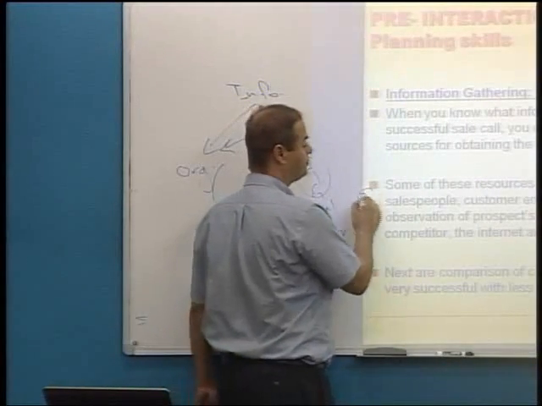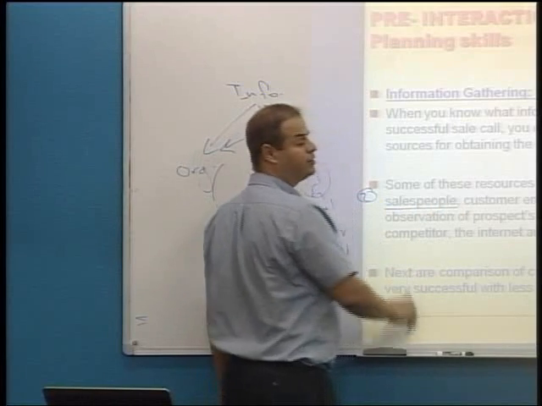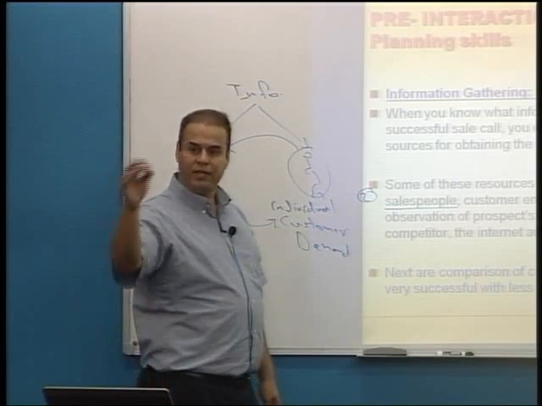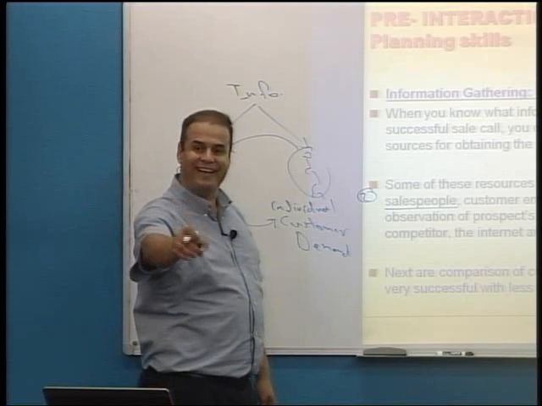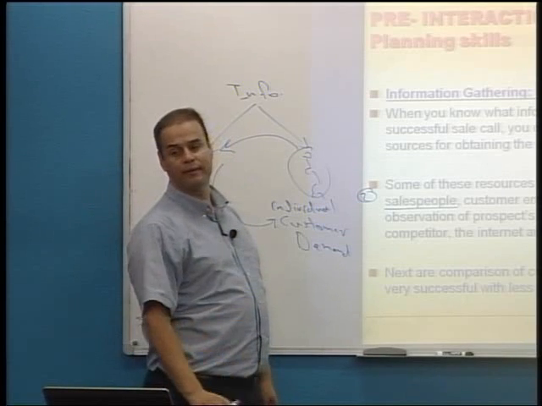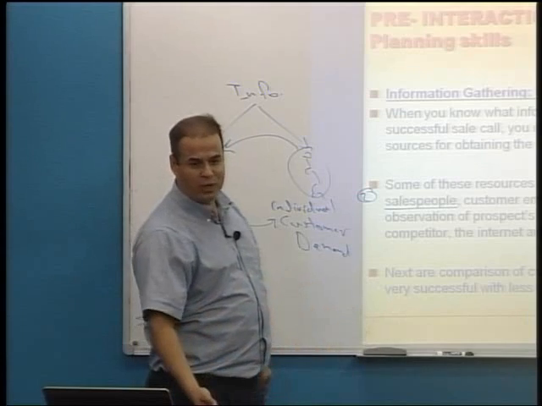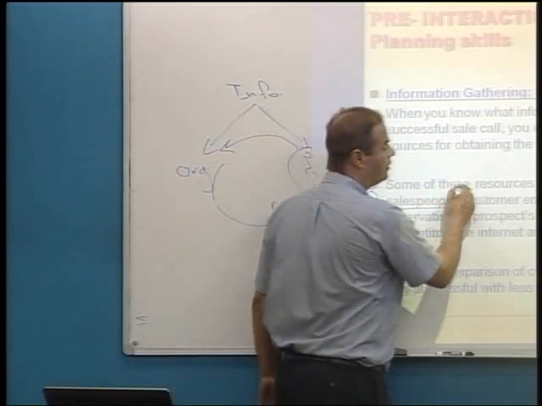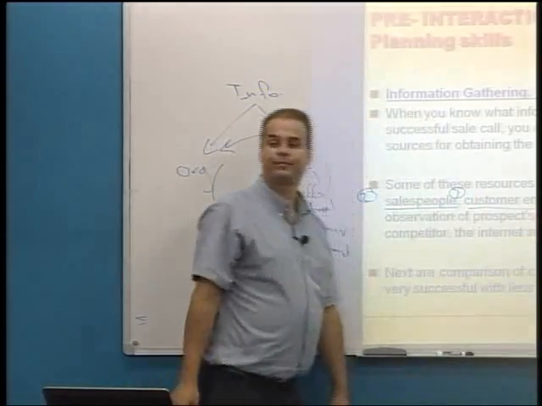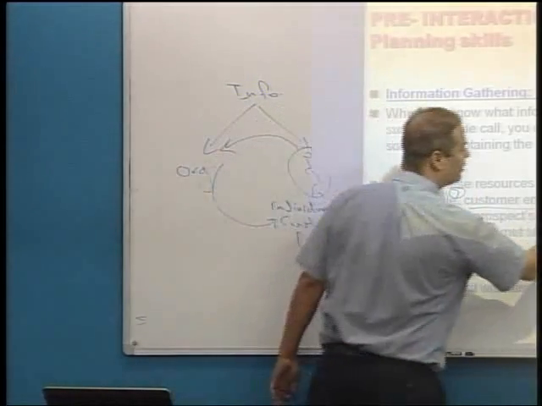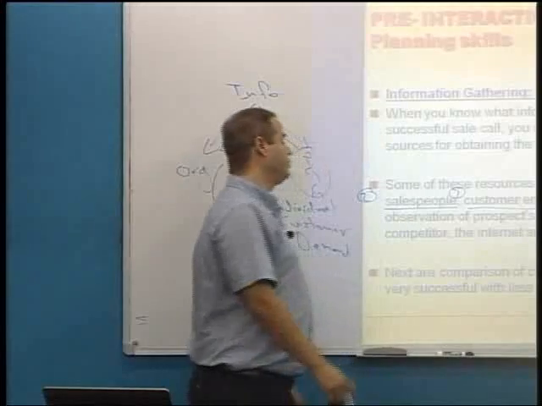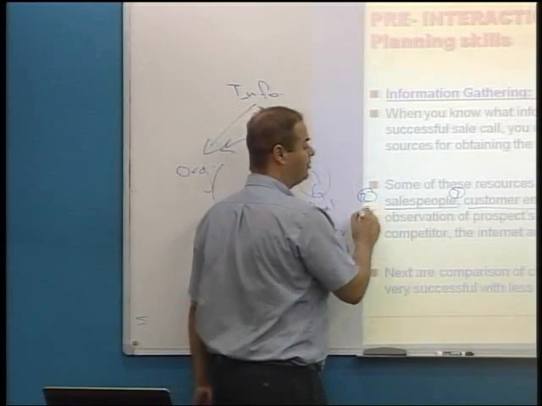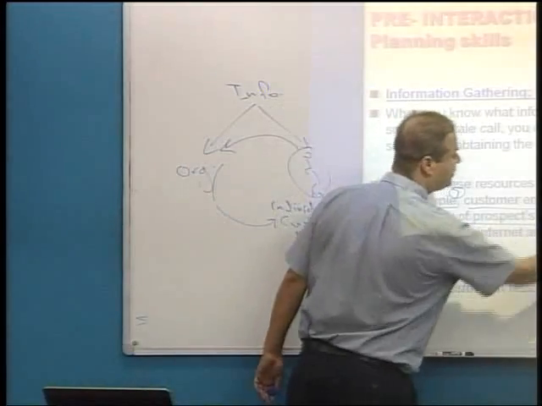Number two, salespeople. Somebody is going to say, who are the salespeople? The salespeople who are working inside this targeted company, because each company has its own salespeople team. Third, customer employees. A fourth source, published information in the newspaper, in the media, on TV. Fifth, observation of the prospective business operations.